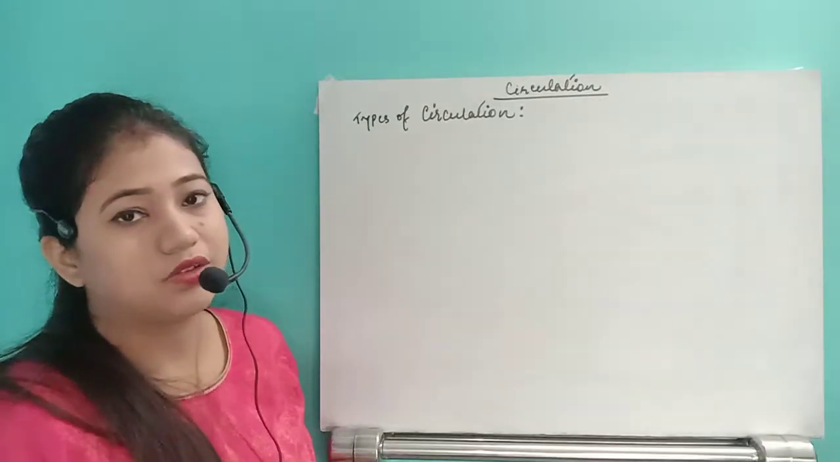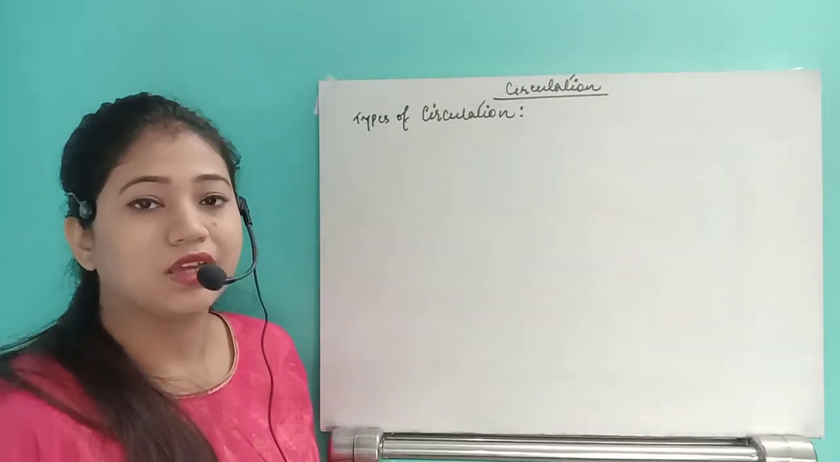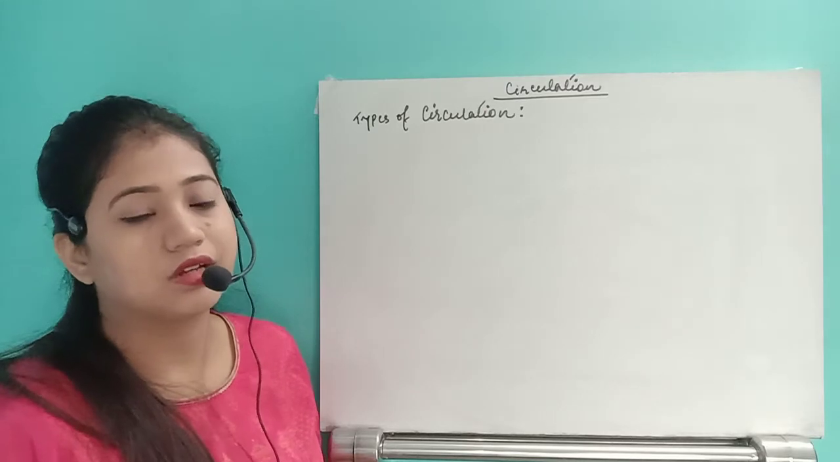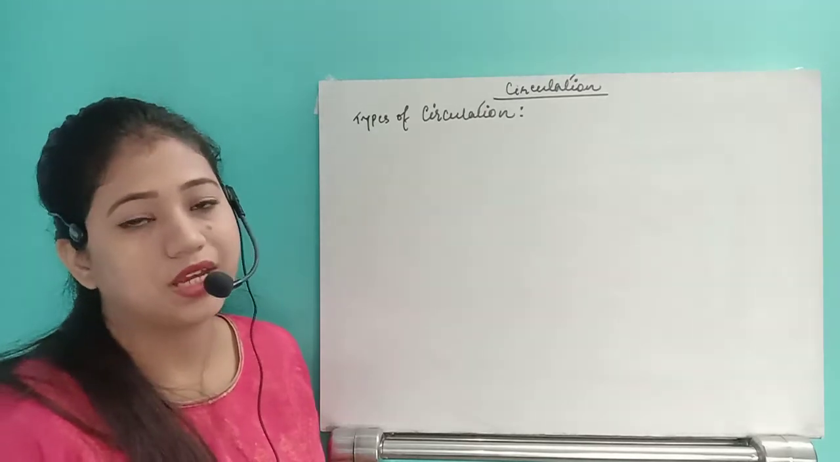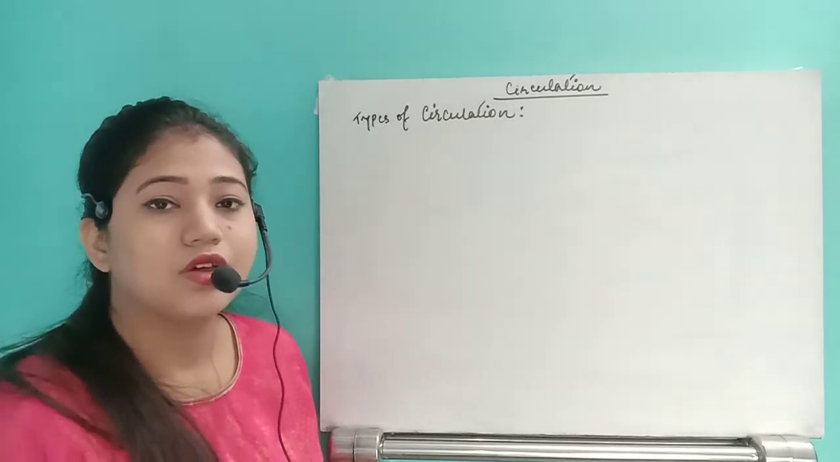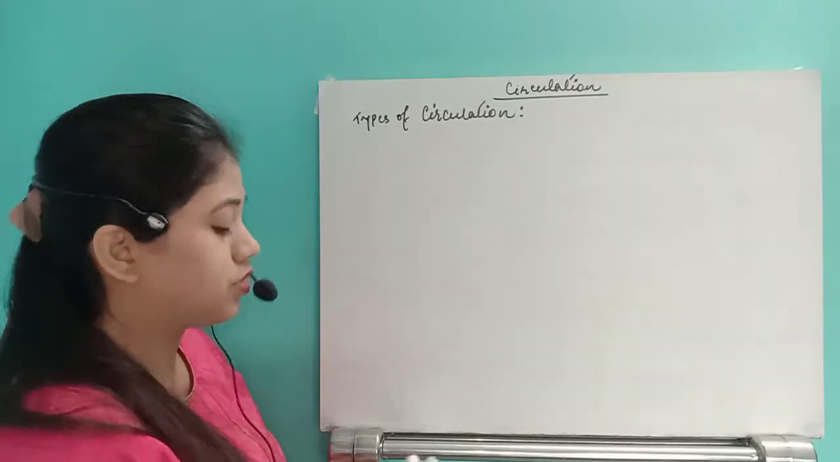Today we are going to start with the types of circulation. In the last video we discussed the types of heart in different organisms: fish, amphibia, reptile, avian and mammals. So now we will start the types of circulation here.